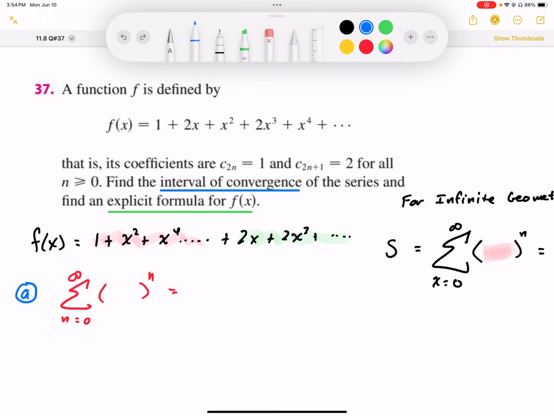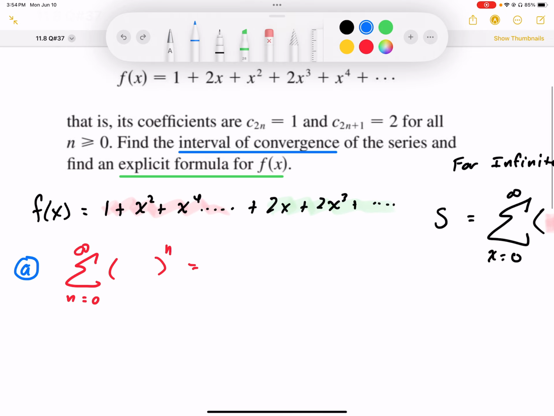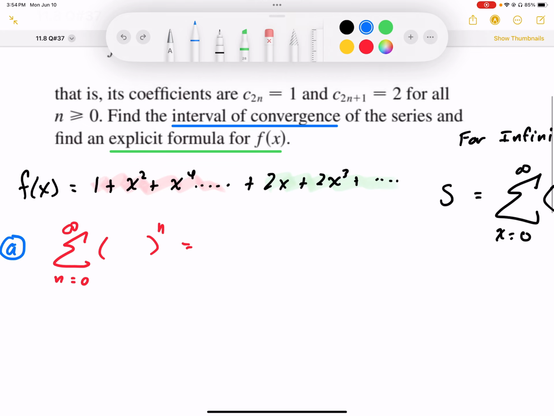Here we've been given a function f. It's defined by 1 plus 2x plus x squared, and so on. For n starting at 0, all the even terms have a coefficient of 1, and all the odd terms have a coefficient of 2. To come up with one series formula is a little bit difficult, because we're going to have to find the interval of convergence. So I'm just going to split it up into two parts: all the terms with coefficients of 1 and all the terms with coefficients of 2.